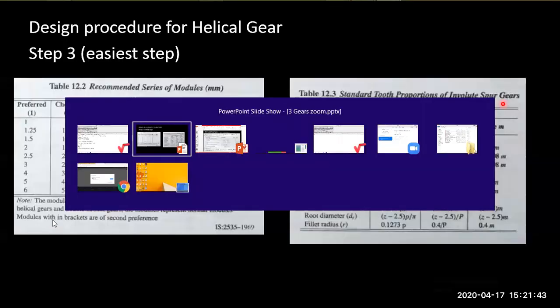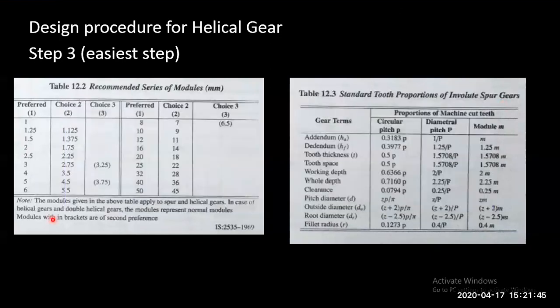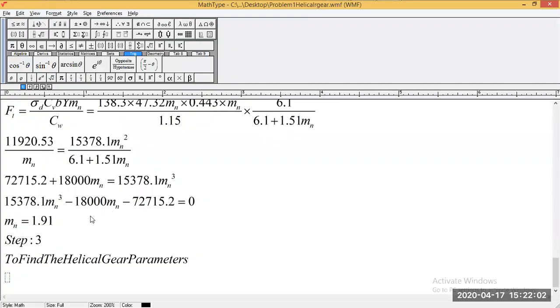But if you check out the module preferred choices, you have 2 and 2.5 also. With this you are getting 1.19. Calculating again. Check it out. You can calculate and let me know if you get the same value.